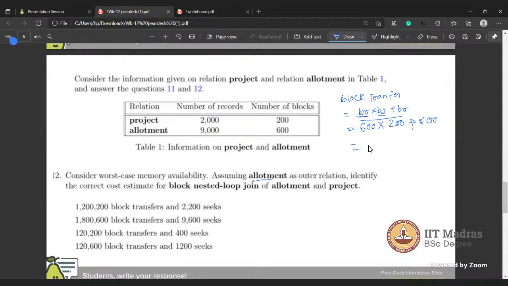So what will be the answer? Anyone? 600. Yeah. So this is it, and the number of seeks required is 2 into the number of blocks in the outer relation, which is 600.